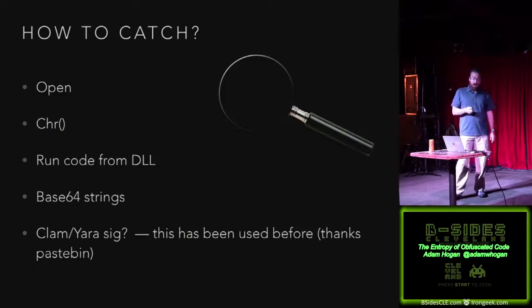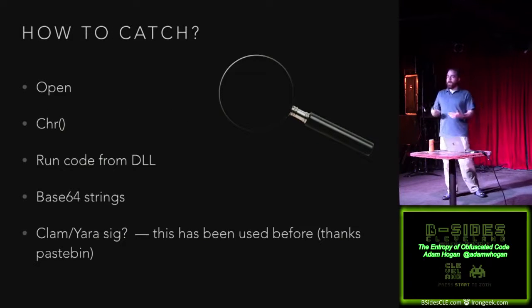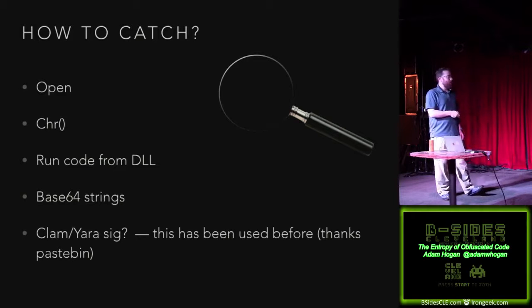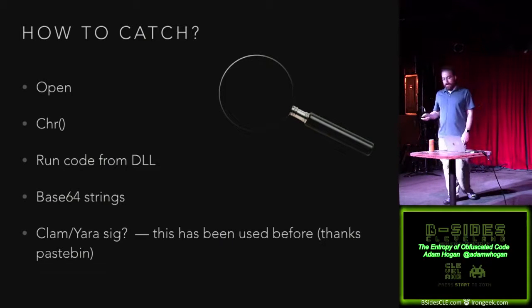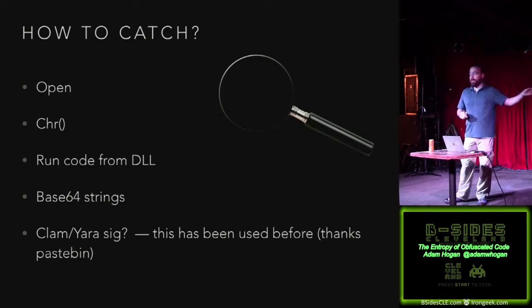Well, we saw that it's trying to open a file. If all that code executes trying to open a file, we saw those functions. We saw an obscene number of those character functions. We see that it's trying to run code from a DLL. We saw a lot of base 64 strings. And we can do like a static signature. You can do like a clamsig or a yarasig because this has been seen before. This was not a unique sample.